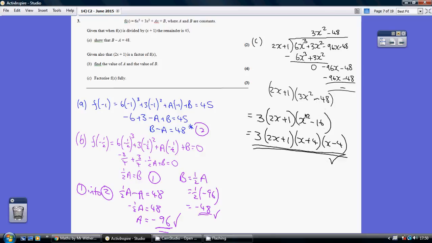And this is one of these difference between two squares. So x squared minus 16 is x plus 4, x minus 4. So that's my final answer.